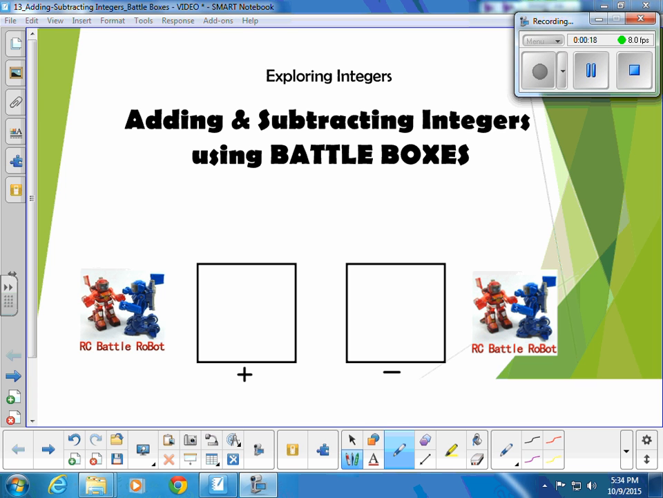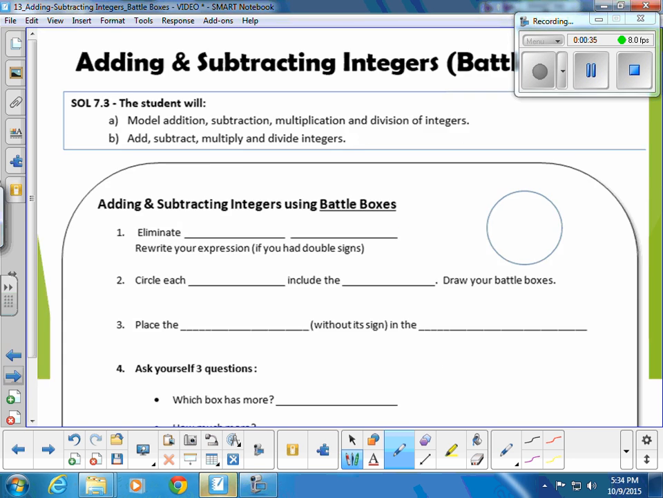When we talk about battle boxes, they are these things right here. It's just an easy tool that'll help you as you add and subtract integers. It helps clarify the process a little bit and make it a little bit easier on you.